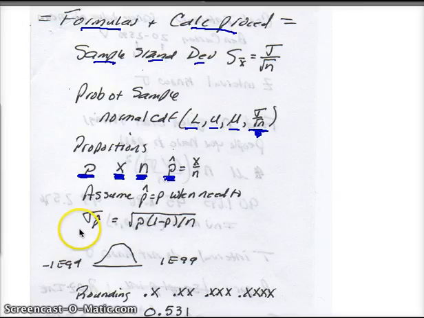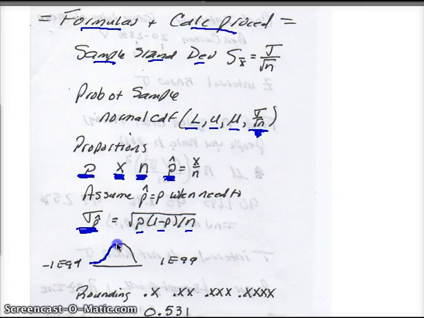Now, please keep in mind, you do need to know the standard deviation of P hat, and it's the square root of P times its complement divided by N, okay? A lot of times you could do that on the calculator, but there may be a question or two where you need to know that.